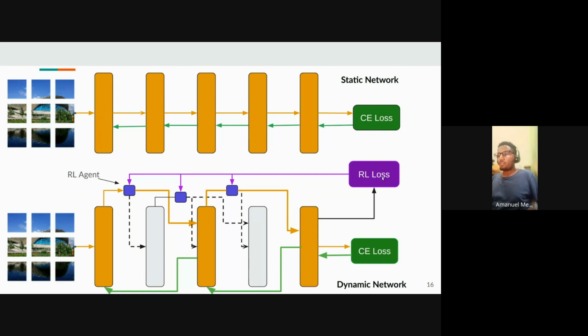Also, here you can see that the RL loss trains the agent in parallel with the transformer. So both are trained at the same time. Their gradients are not connected, but they are trained together.